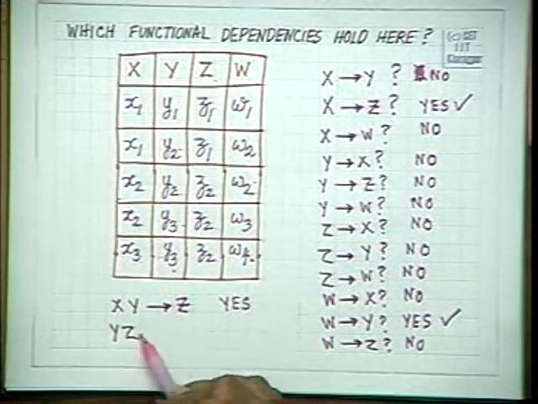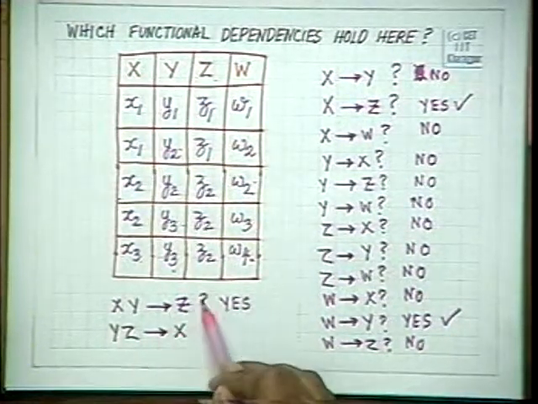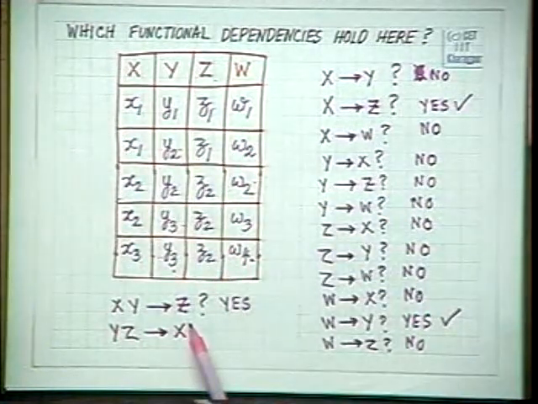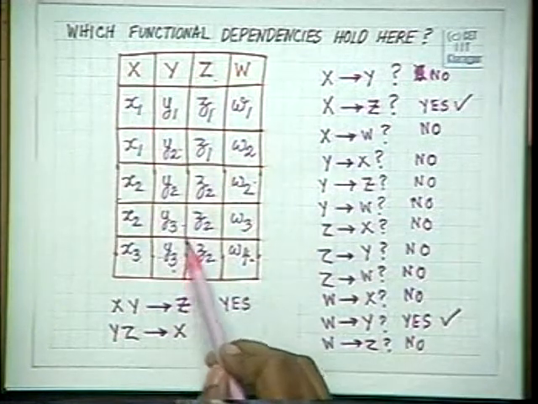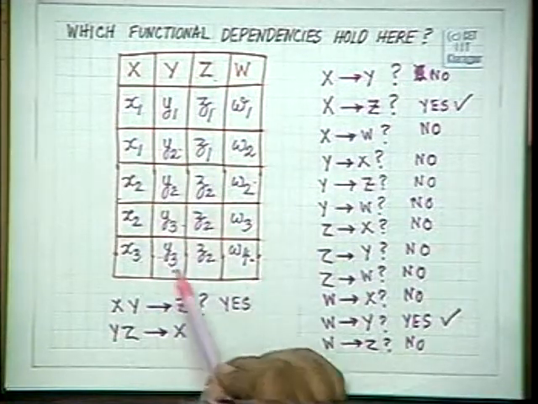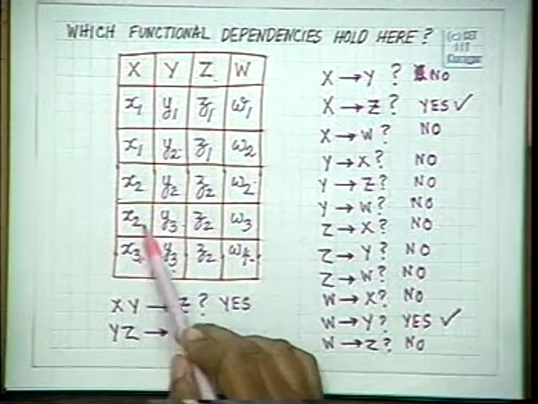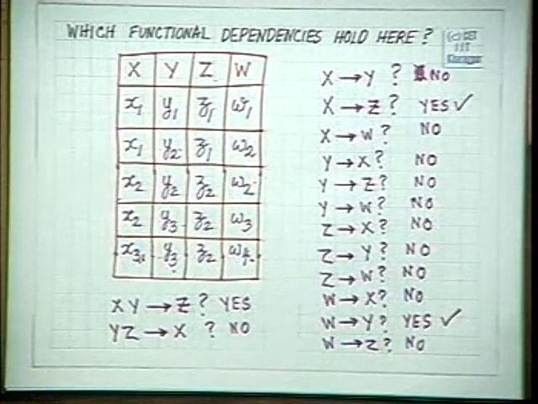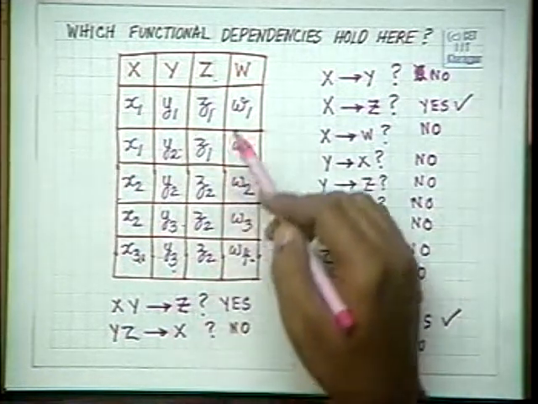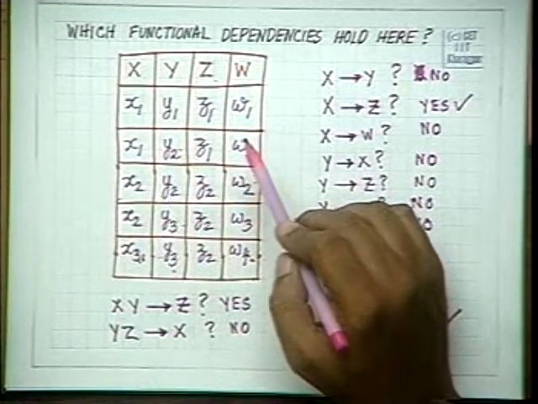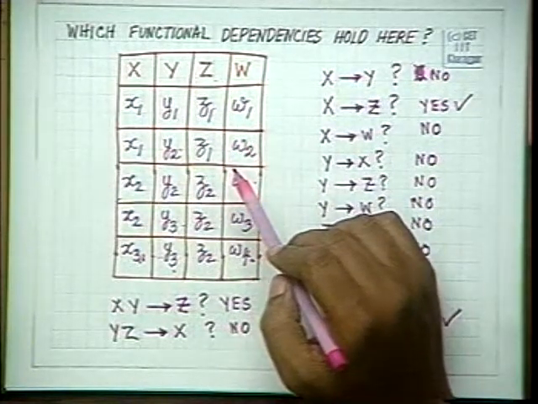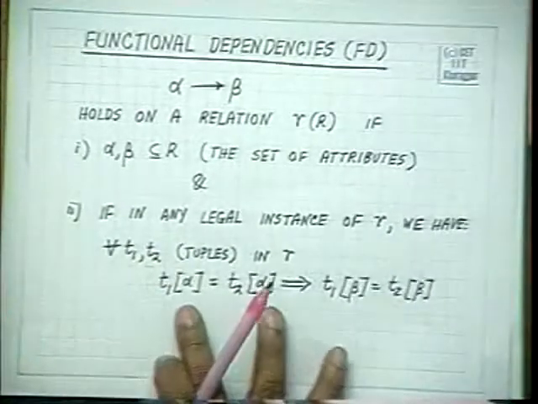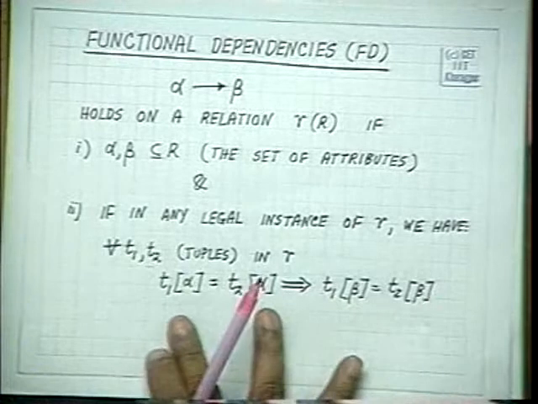But can we say YZ gives X? There is nothing here which violates XY gives Z. But let us see, YZ gives X. Here we have two tuples which are the same in YZ and different in X. So this does not hold. A functional dependency does not hold only if it is violated. Otherwise, by default it is true. That is the definition here. If these two are equal, this must be equal. If these two are not equal, I don't care.